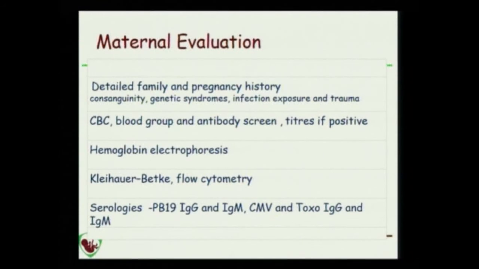And if it's positive, then do titers as well. Do a hemoglobin electrophoresis, which can give you an idea about alpha thalassemia carrier state, because there are no alpha thalassemia major living people. You can do a Kleihauer-Betke if there's a suspicion of a feto-maternal hemorrhage.